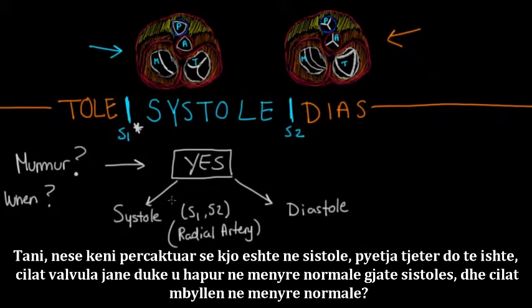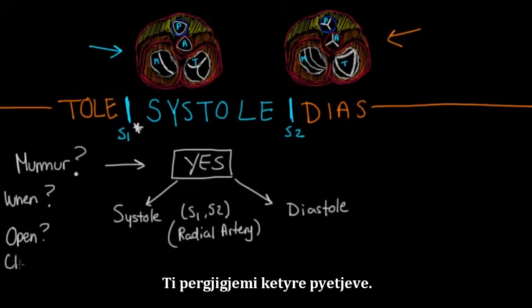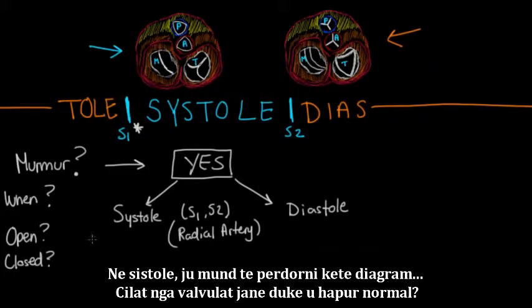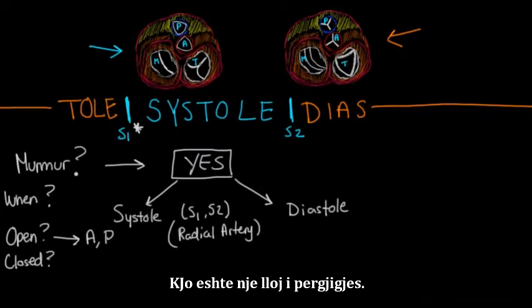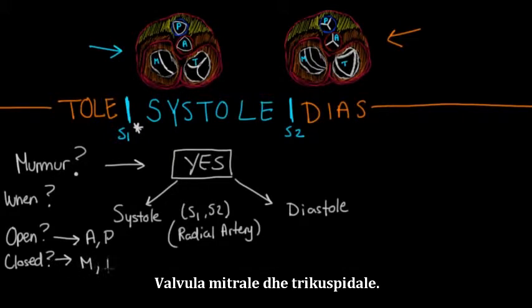So now if you determine that this is in systole, the next question is, what valves are normally open during systole and what valves are normally closed? So let's go ahead and answer those questions. In systole, and you can use the diagram above, what valves are normally open? Well, the aortic is normally open, the pulmonic is normally open, and the other two are closed. So that answers this question. Well, what's normally closed? The mitral and the tricuspid.